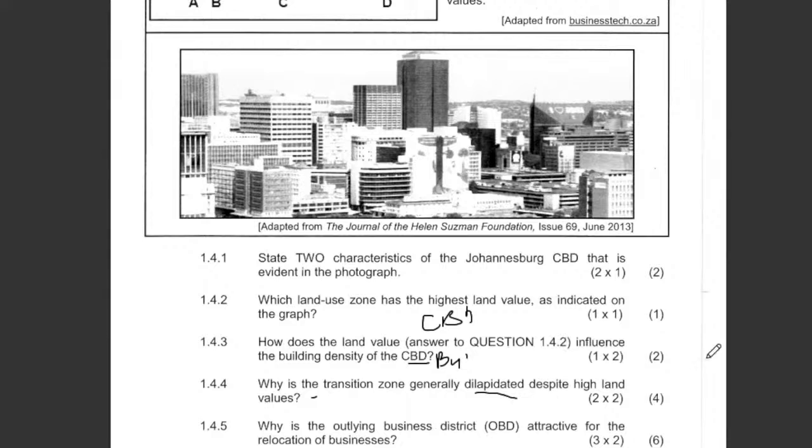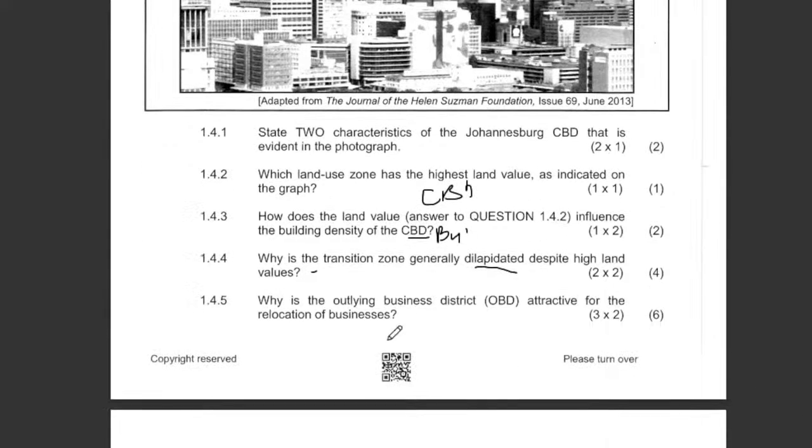Okay, we proceed to the next one. 0.45. Why is the outlying business district attractive for the relocation of businesses? Why? The outlying business districts are far away from the CBD, so that means there is enough space. There is enough space for expansion. That is the first one.